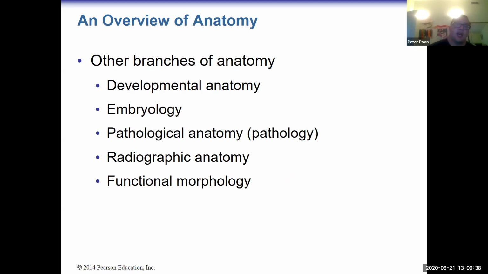The other branches of anatomy, developmental anatomy and embryology, that's chapter 3. For the most part, we'll skip it. We'll come back to it at the end of the course. After you learn where everything is, then you can learn how things develop.